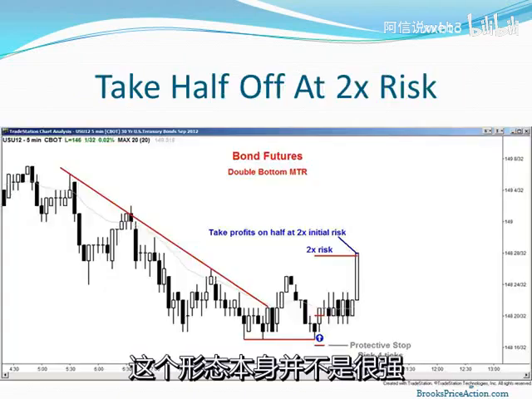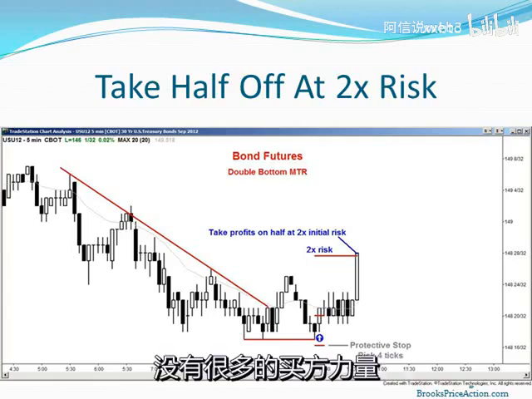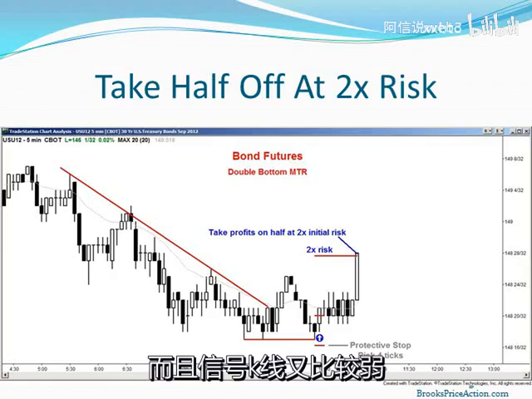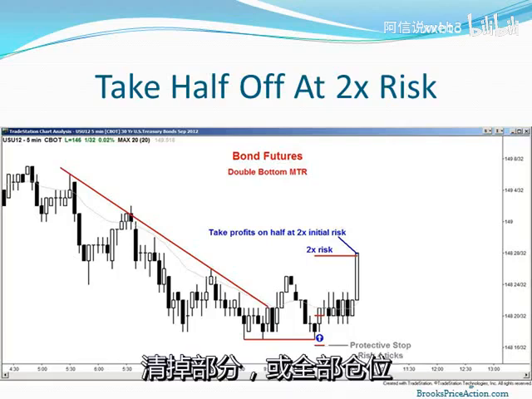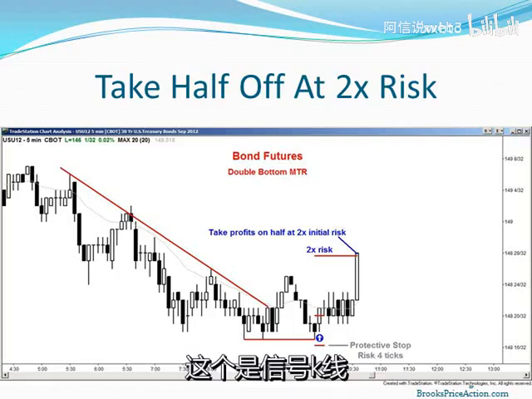The setup itself is not all that strong. We did not have much buying pressure, and we have a weak signal bar. So I would make sure to take at least half off, maybe the entire position off, at 2 times the initial risk. Here's the signal bar.